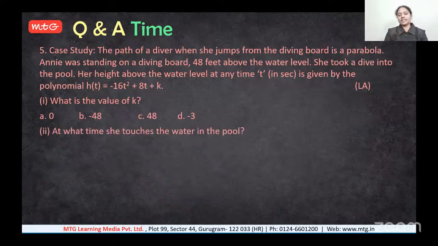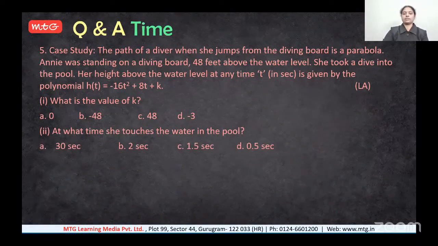At what time does she touch the water in the pool? Here are your options. Perfect. Very good.